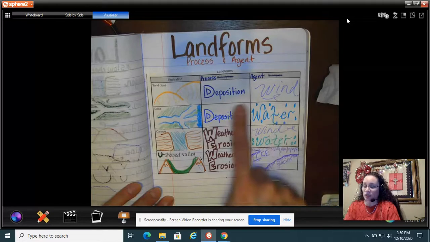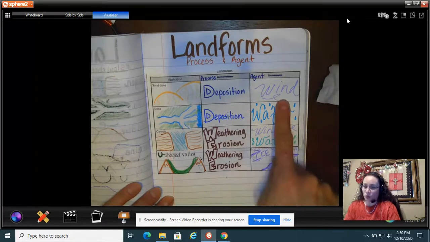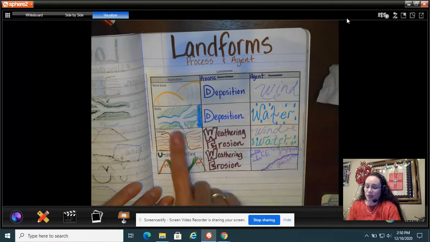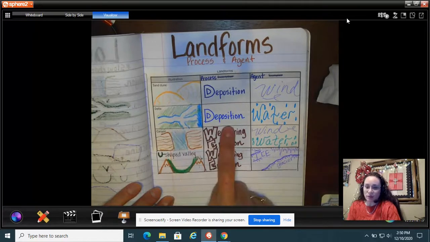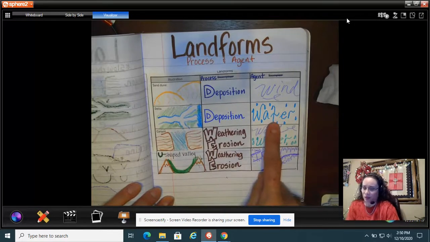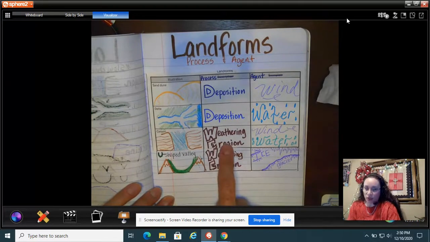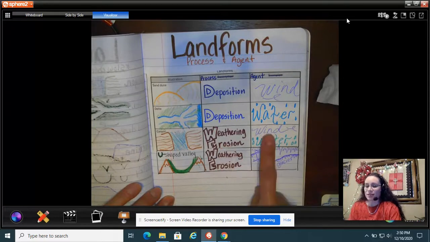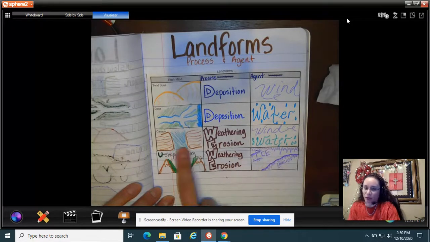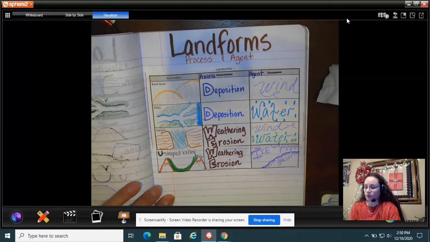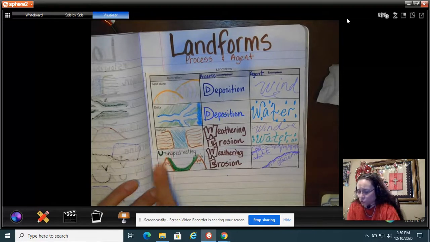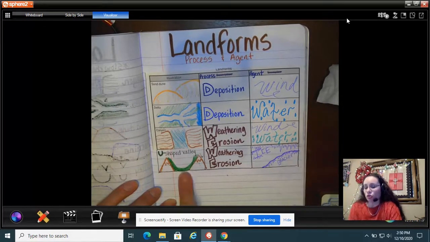Deposition makes the sand dune because of the wind. For a delta, the process is deposition because of the water at the delta. It's going to drop that soil. In a canyon, it's weathering and erosion, and the agents are wind and water that break up and move the canyon. And then the last one, I had to draw it in. So I did 3 lines down and I added to my chart. I added the U-shaped valley.